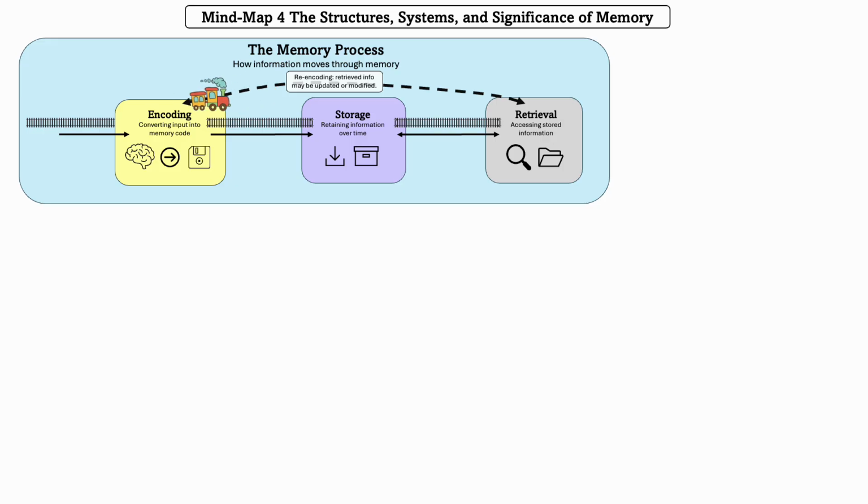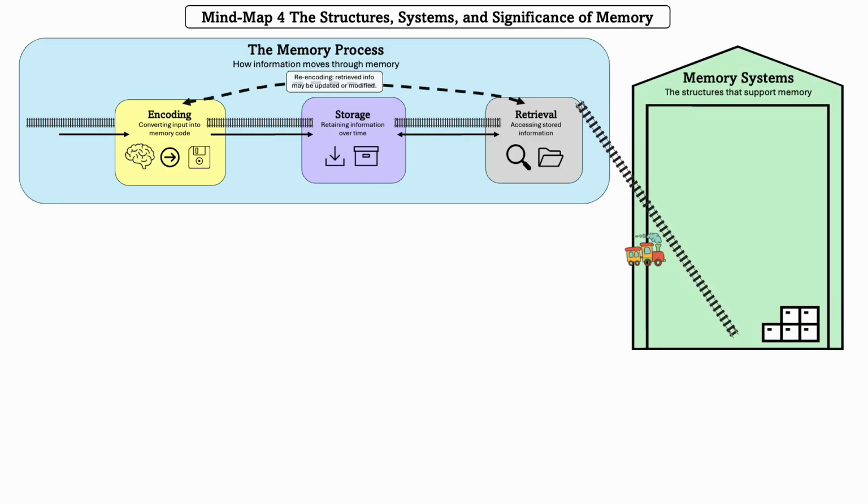The dotted arrow between retrieval and encoding shows that when memories are recalled, they can be updated and re-encoded before being stored again, meaning each act of remembering subtly reshapes a memory. Memory isn't just a fixed recording, it's active and reconstructive.